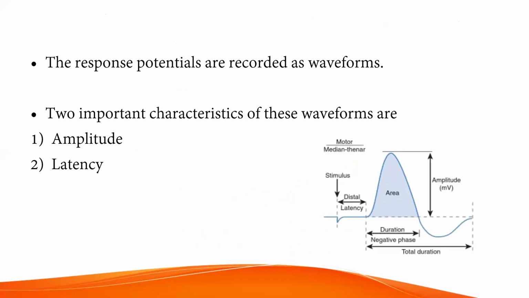The two main characteristics of these waveforms are amplitude and latency. Amplitude is the variation from the baseline to the peak or peak to trough. It is measured in terms of millivolts. Latency is from the point of stimulation till the onset of the waveform. That is measured in milliseconds.